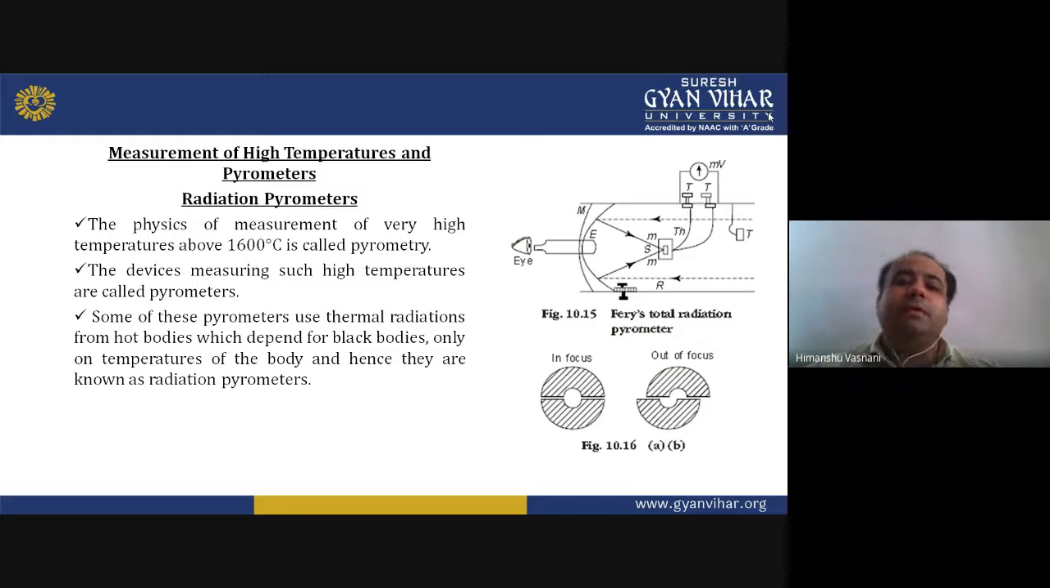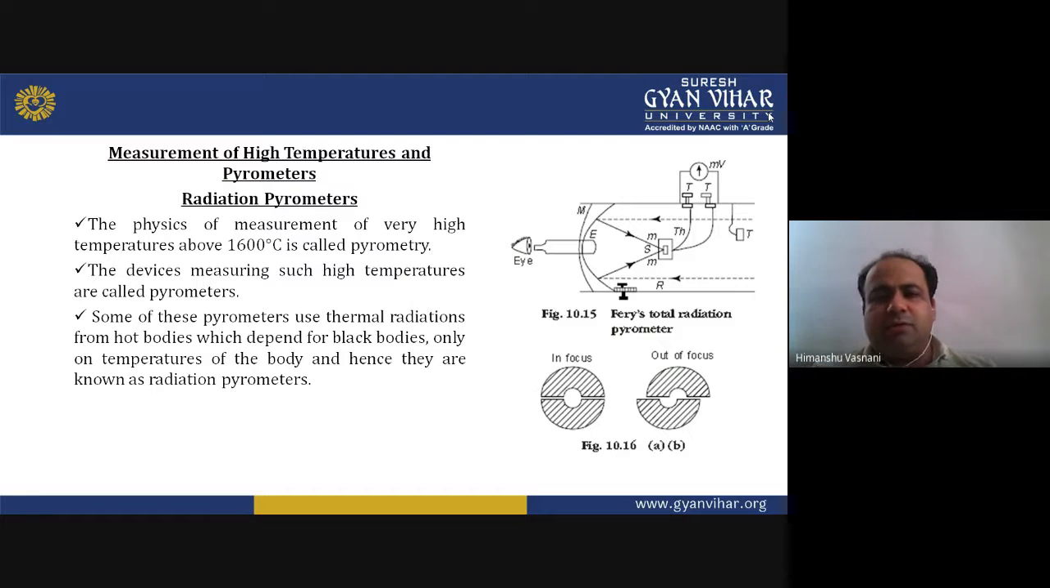Now we are going beyond 1600 degrees centigrade. So this system is called pyrometry. The physics of measurement is called pyrometry, and the devices that are used for such high temperatures are called pyrometers. Some of these pyrometers use thermal radiations from hot bodies, which depend, for black bodies only, on the temperature of the body, and hence they are known as radiation pyrometers.